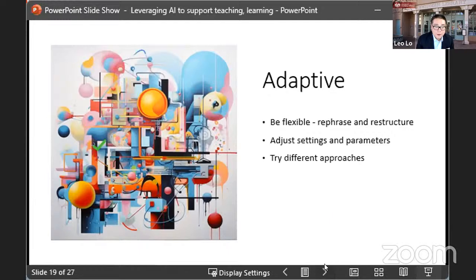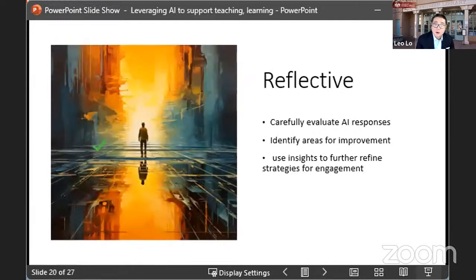And then finally, reflective is a longer term way. You want to use the experience, the interaction, to reflect on learning about how AI works, the patterns you can see. If you use certain prompts over time, you see how it changes, how it responds to you. Also use the lessons learned for future learning, identify areas for improvement, and use insights to further refine strategies and engagement. This is more about learning how these AI work over time.